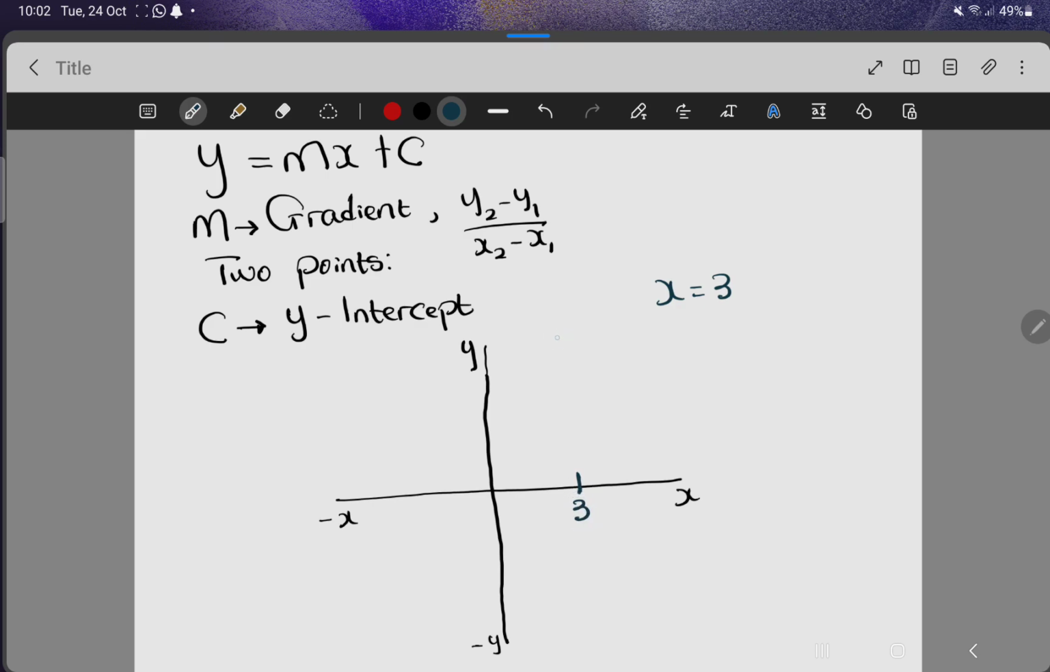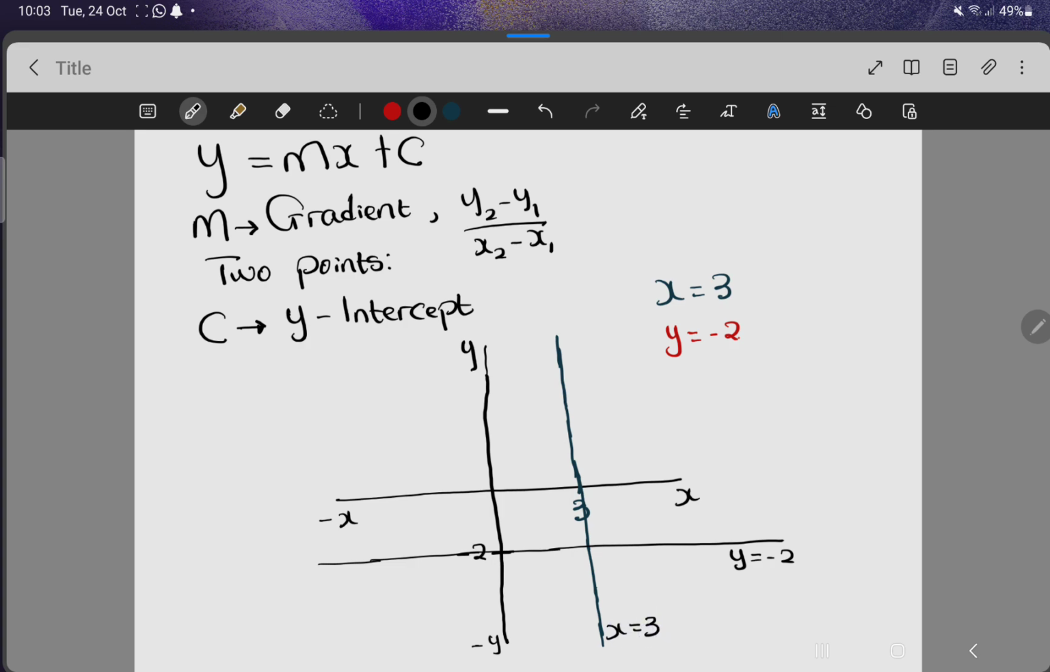Then we can draw a line. That is the first one. Then number 2, they can say draw the graph of y equal to negative 2. You can just go to the negative side, that will be negative 2, and draw a line there. So this line is y equal to negative 2. That one is x equal to 3.